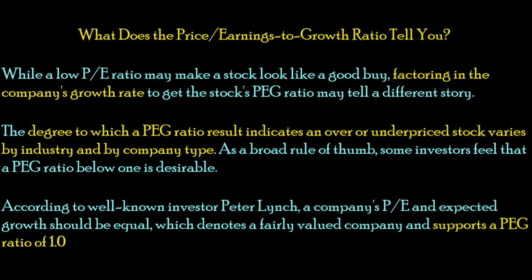The degree to which a PEG ratio result indicates an over or underpriced stock varies by industry and by company type. As a broad rule of thumb, some investors feel that a PEG ratio below 1 is desirable. According to well-known investor Peter Lynch, a company's PE and expected growth should be equal, which denotes a fairly valued company and supports a PEG ratio of 1. When a company's PEG exceeds 1, it is considered overvalued, while a stock with a PEG of less than 1 is considered undervalued. Now we'll go into an example of how to use the PEG ratio.